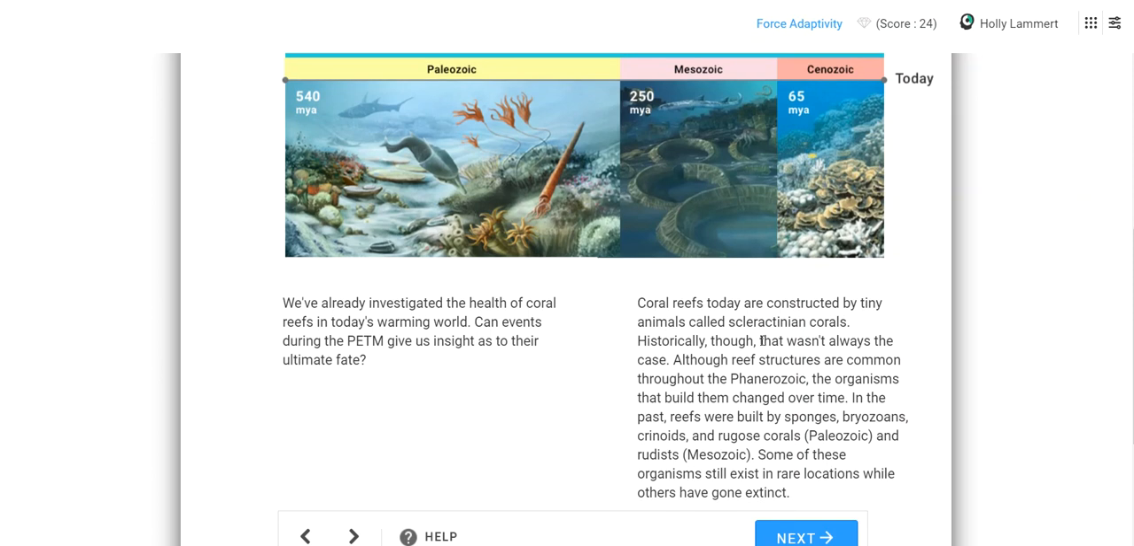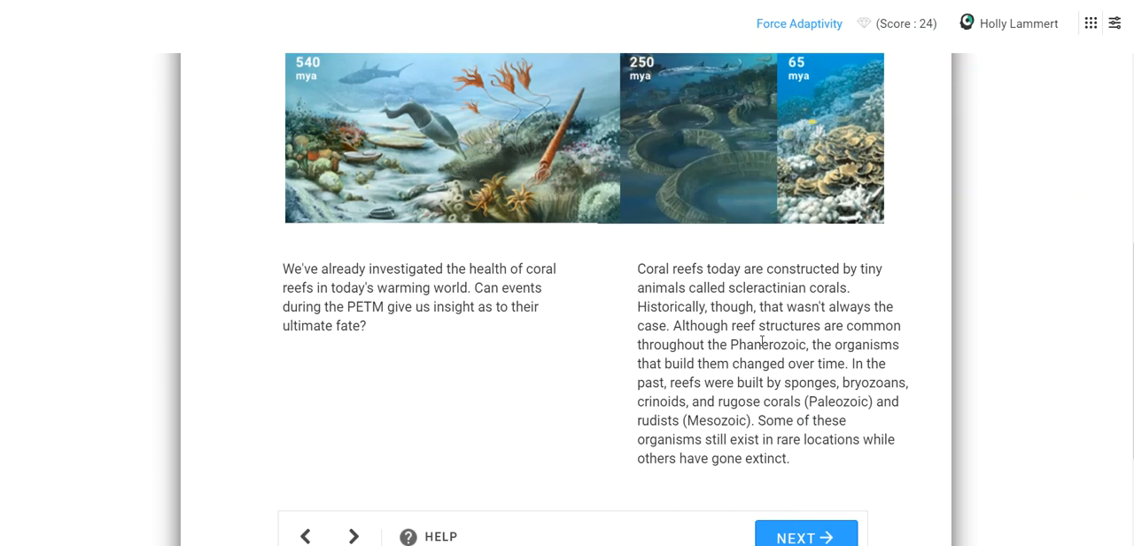Coral reefs today are constructed by tiny animals called scleractinian corals. Historically, though, that was not always the case. Although reef structures are common throughout the Phanerozoic, the organisms that build them change over time. In the past, reefs were built by sponges, bryozoans, crinoids, and rugose corals in the Paleozoic, and rudists in the Mesozoic. Some of these organisms still exist in rare locations, while others have gone extinct.